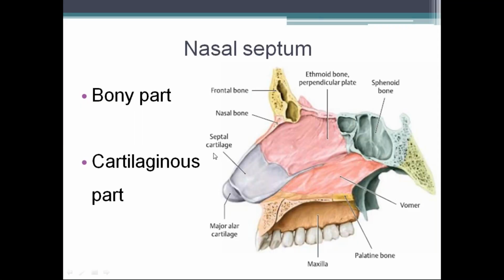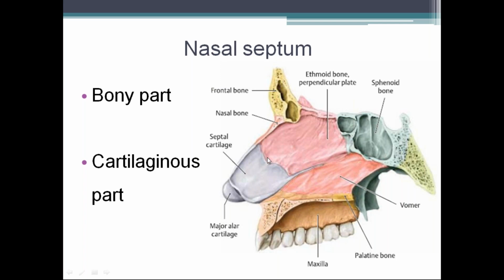So this nasal septum is a median osteocartilaginous partition which divides the nasal cavity into two halves. So that means osteocartilaginous means it is made up of both bone and cartilage. Okay, so the skeletal framework of the nasal septum is formed both by the bone and the cartilaginous part. So it consists of bony part and cartilaginous part.